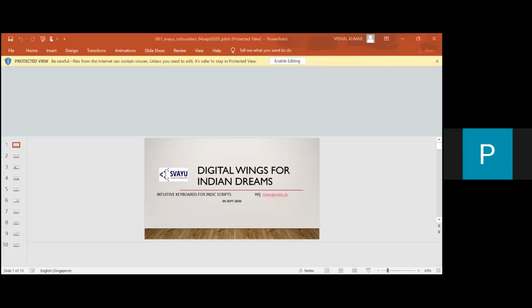Our startup focuses on technologies for Indic languages and scripts. That's our key focus. The problem is Indic script typing using mobiles is really hard. This is true actually for most non-Roman scripts, but the trouble is 80% Indians do not read or write in English.